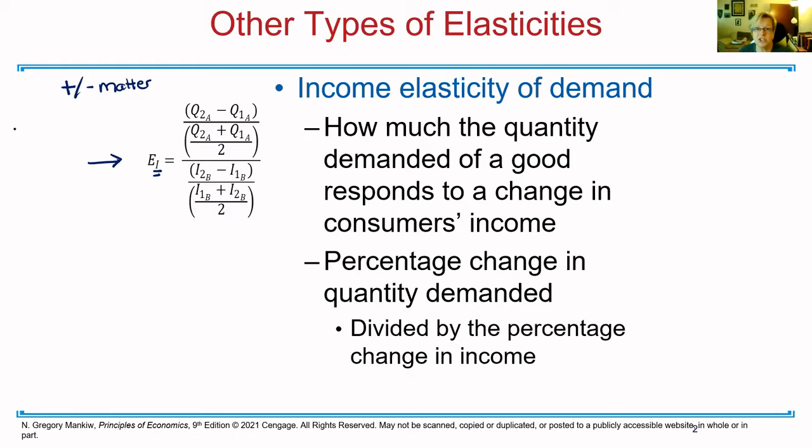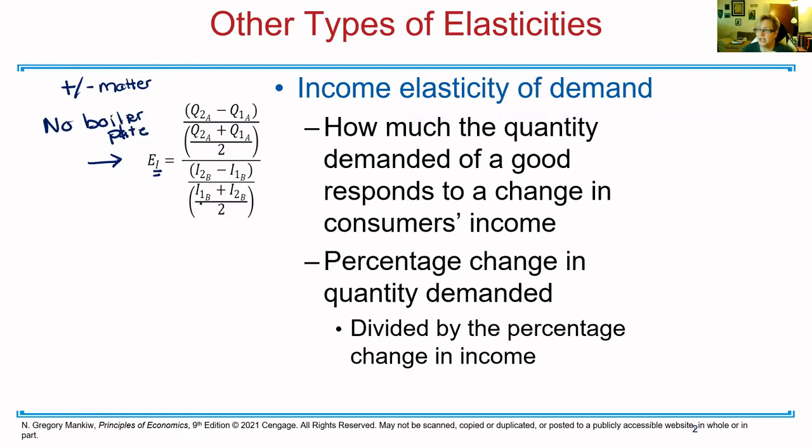Given a 1% change in the price, there will be a blank, whatever your answer is, percent change in the quantity demanded, all else held constant. There is no boilerplate here because notice we are not talking about price. So sometimes P-L-A-T-E. So there's no boilerplate here.